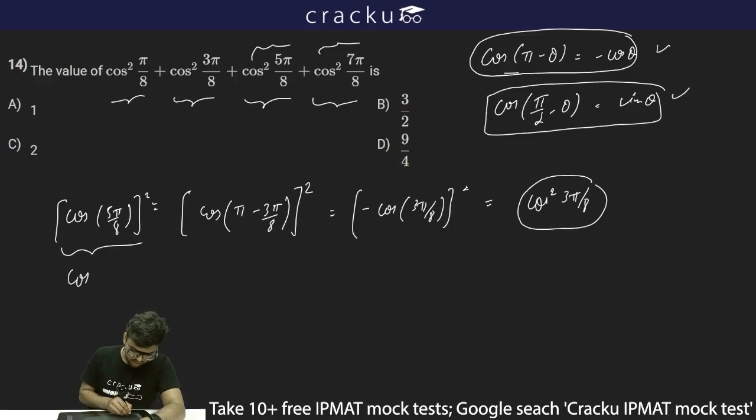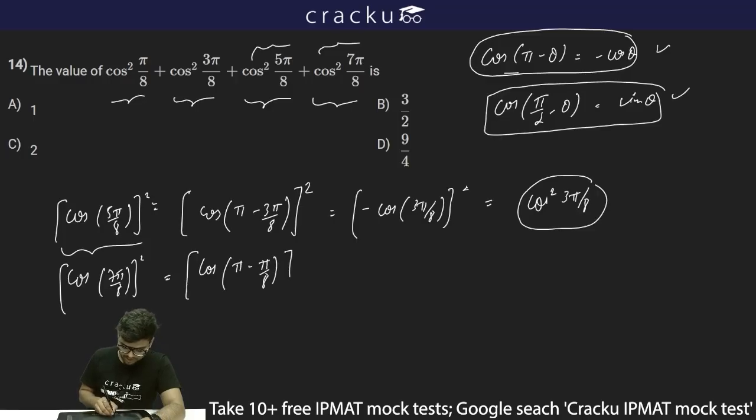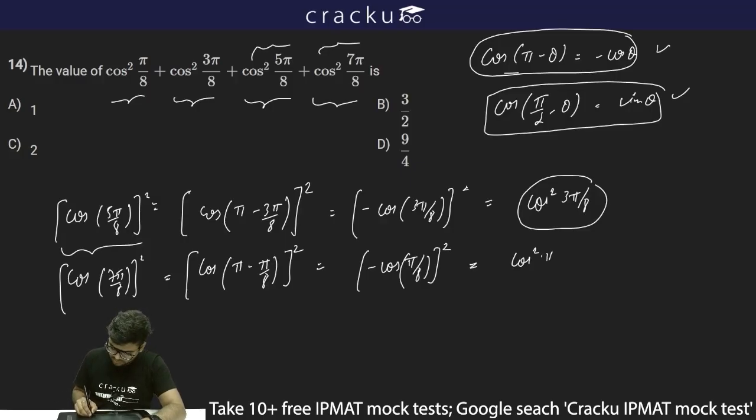Similarly, for (cos 7π/8) whole squared, I can write cos(π − π/8) for this. Instead of 7π/8, I can just write π − π/8, whole squared. Now cos(π − π/8) is −cos π/8, the whole squared. This is equal to cos² π/8. So instead of cos² 7π/8, I can just write cos² π/8.